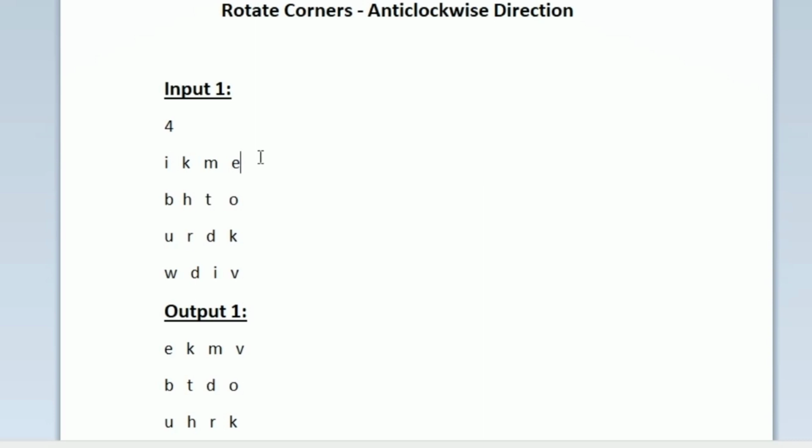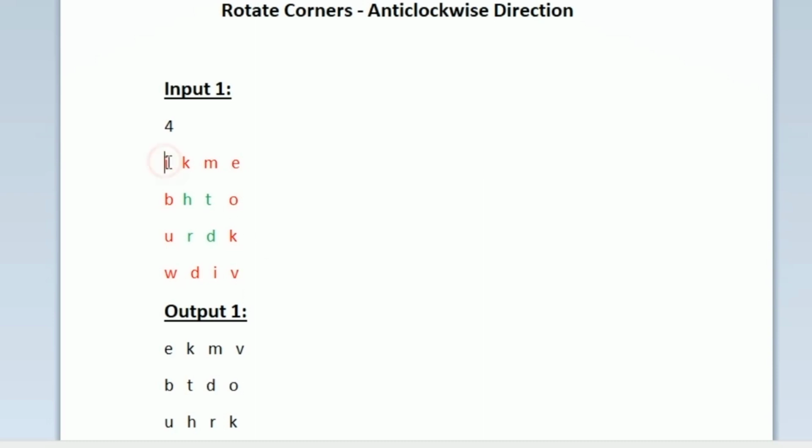First, let us find all the layers of this particular 4 cross 4 matrix. These are all the different layers of the matrix. The red is one layer and the green is another layer. Our task is only to rotate the corners of every layer by one position in anti-clockwise direction. Here the corners are I, E, W and V. Now we have to rotate these four values in anti-clockwise direction by one position.